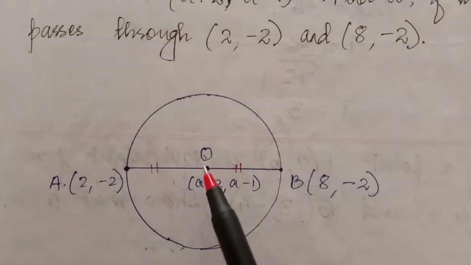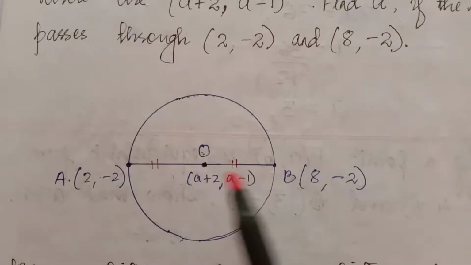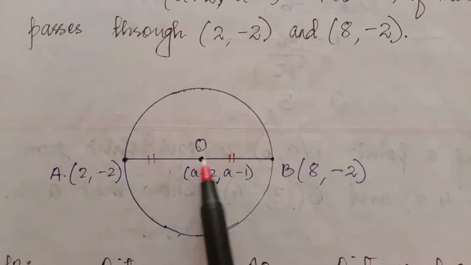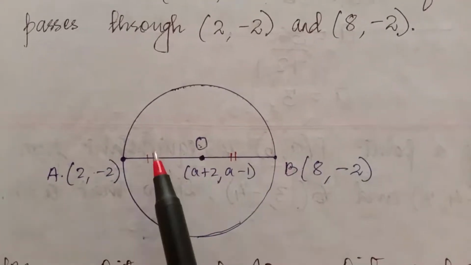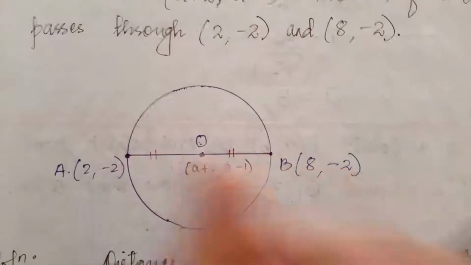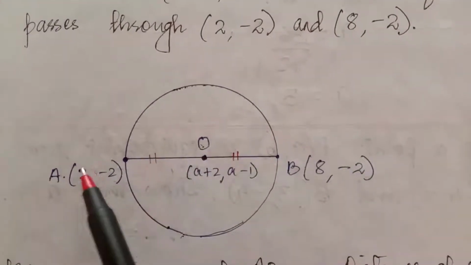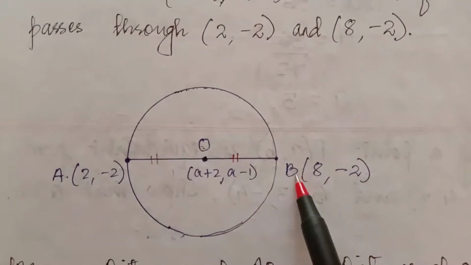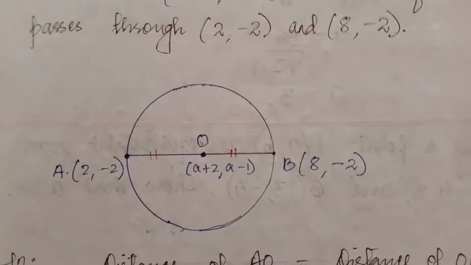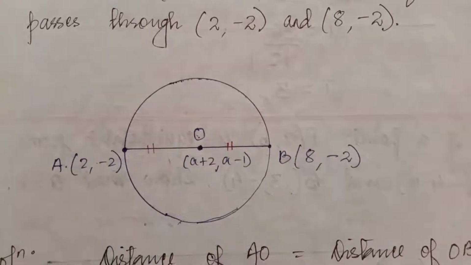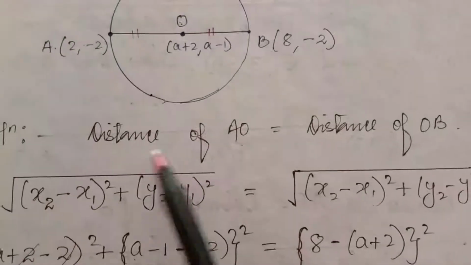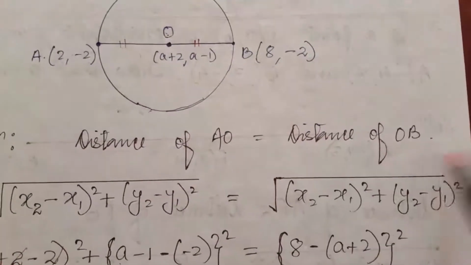See, the distances AO and OB are equal. This is called the radius of a circle. So AO and OB are equal. That concept you have to use. The distance between AO and OB are equal. So distance of AO is equal to distance of OB.